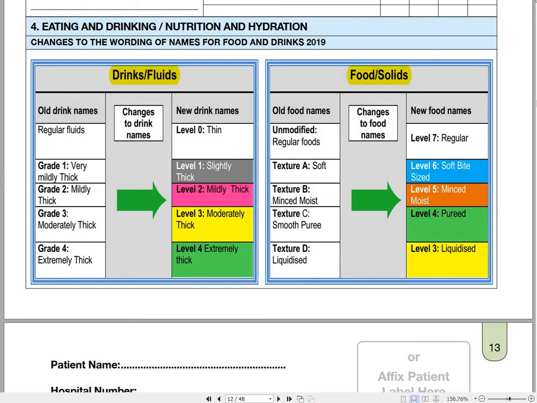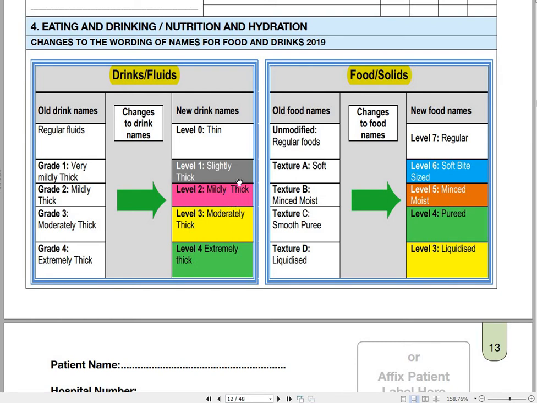So here is the old terminology that we used. We used to use grade 1, grade 2, grade 3, and now this is the new terminology which we use. So level 0 is thin, level 1 is slightly thick, level 2 is mildly thick, level 3 is moderately thick, level 4 is extremely thick. And then that's in relation to drinks and fluids.